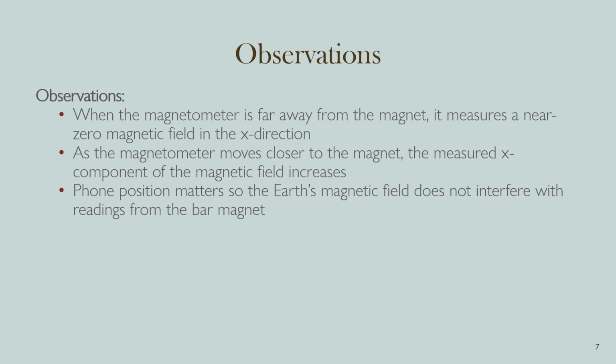Some observations we found were that when the magnetometer is far away from the magnet, it measures a near zero magnetic field in the x direction, and as you move the magnetometer closer, the measured x component of the magnetic field increases. We also found that the phone position matters, so the Earth's magnetic field does not interfere with readings from the bar magnet.